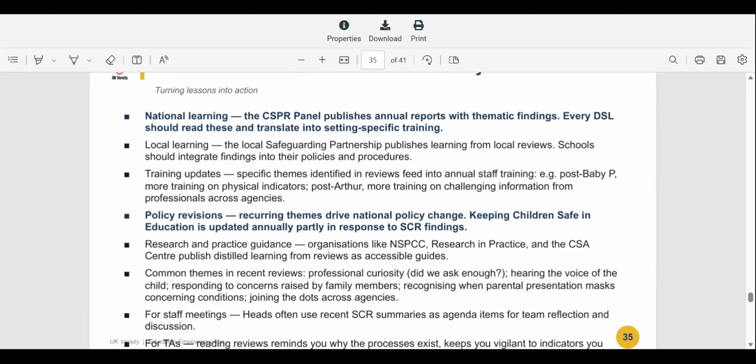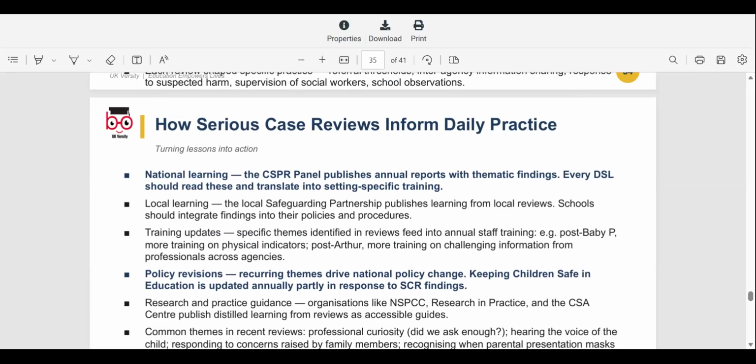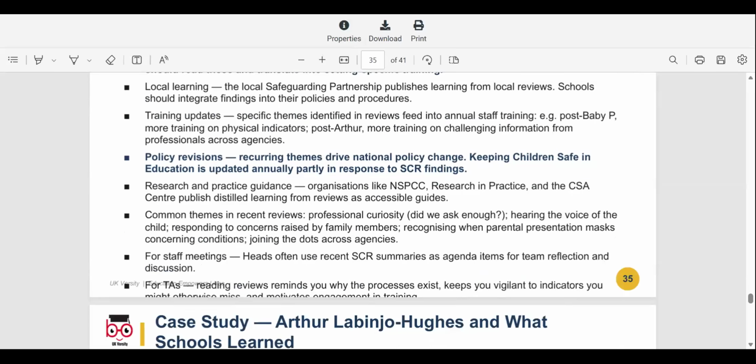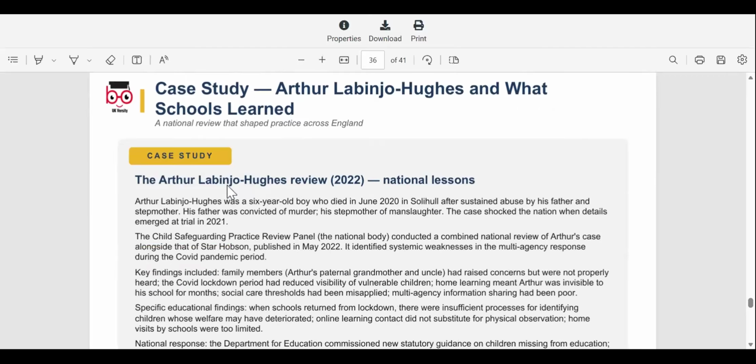So you've got national learning, the CSPR panel, which deals with publishing annual reports, and every designated safeguarding lead should read these to translate. So local learning, safeguarding boundaries, training, updates, policy revisions, research and common themes for staff development, and for teaching assistants, reading, review, and reminders keep you vigilant on any sort of policies and procedures.